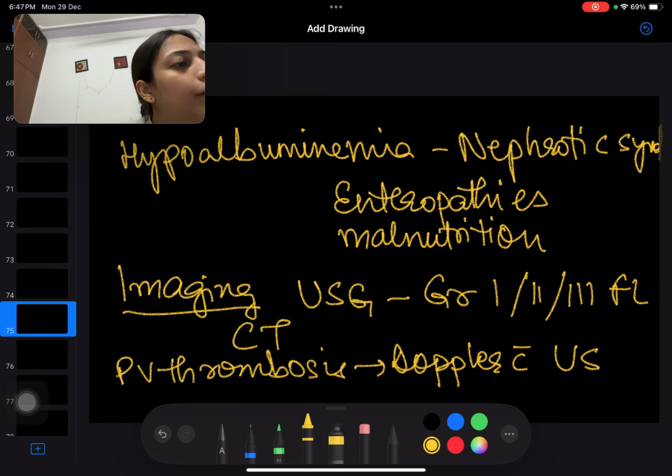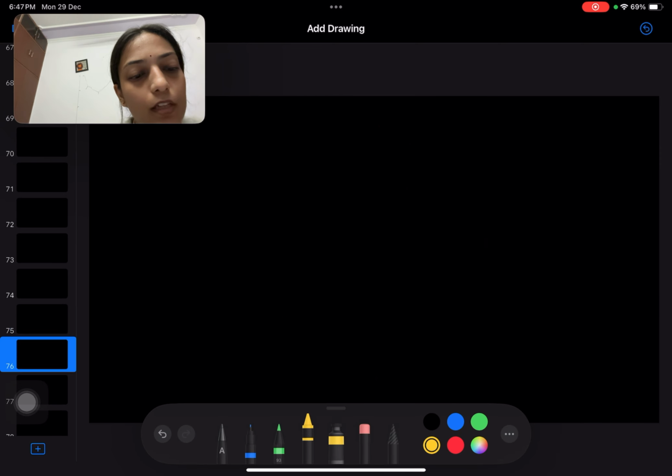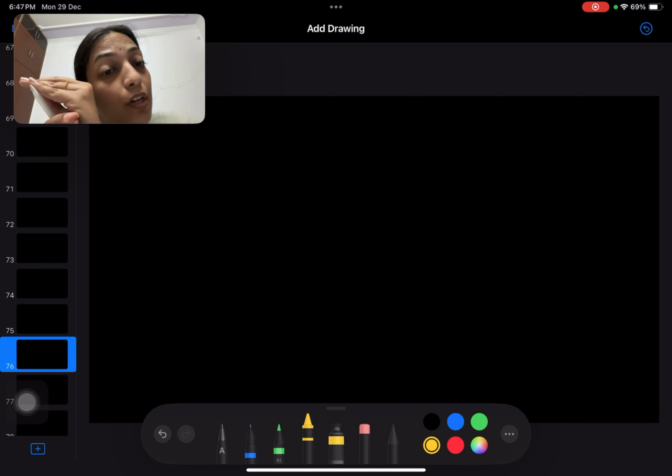Then acute, chronic and fulminant hepatic disease. This is going to be a huge topic. So right now we'll be completing acute viral hepatitis first. If I have time, then I will continue up to chronic hepatitis. You shall be able to differentiate between acute hepatitis, chronic hepatitis and liver failure.